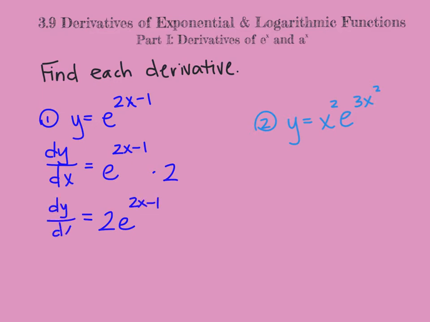E is a very important irrational number. It's actually a transcendental number. It is its own derivative, which is really neat. Let's take a look at number 2.